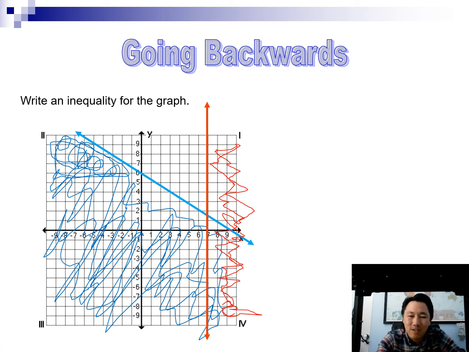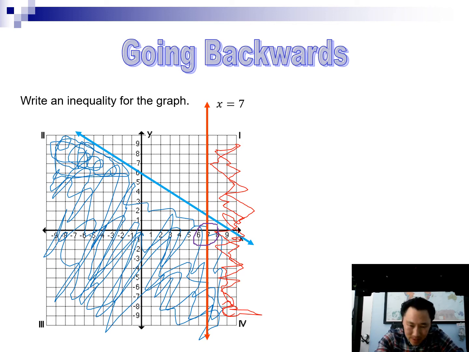Let's start off with this red line. The red line is a vertical line straight up and down. Hopefully you guys remember that when you have a line that goes straight up and down, it is just x equals. Remember, y equals, x equals. In this case, x equals 7. All right, but it is not an equal sign because we have shading involved.